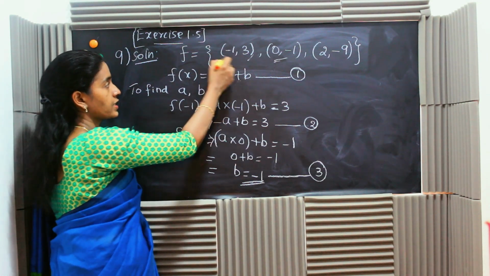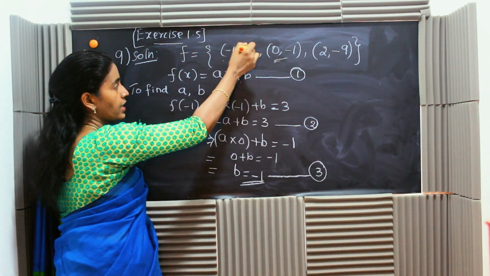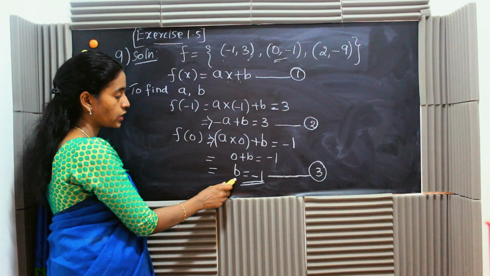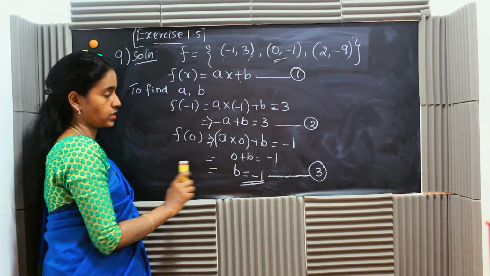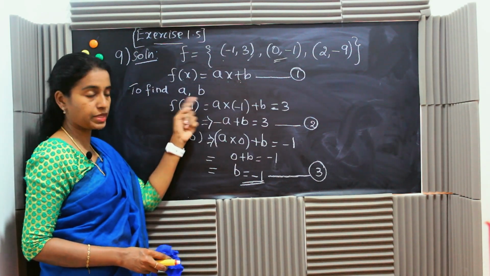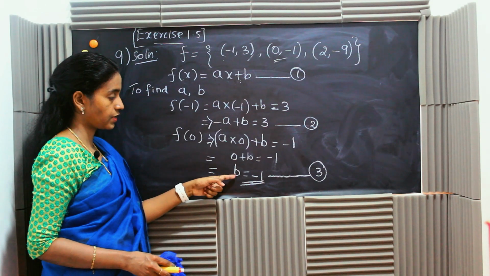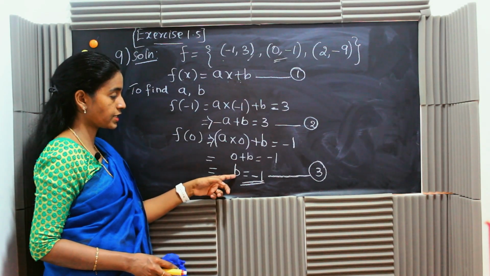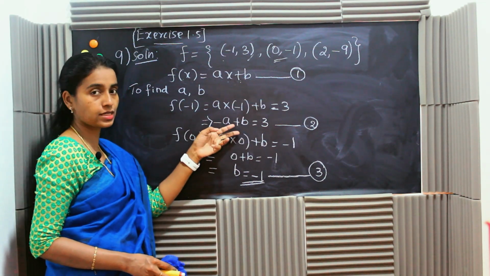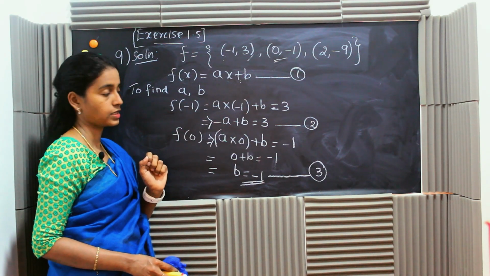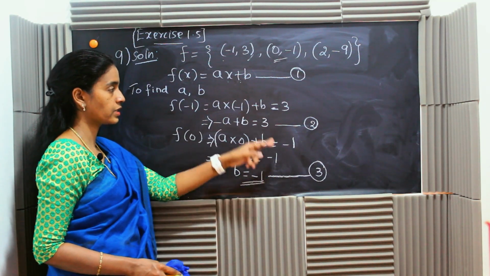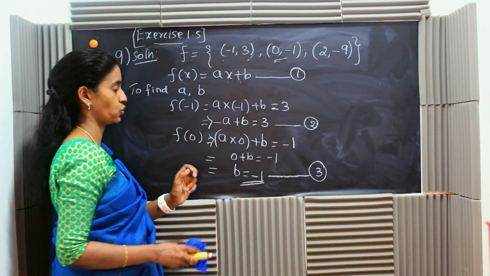We have applied this point in this formula, and the second point also in this formula. So we have gotten b value was -1. Our goal is to find out a and b. Now that we have gotten the b value, if I apply this b value in this equation, I can get the value of a, right? So the next step is to apply equation number 3 in equation number 2.